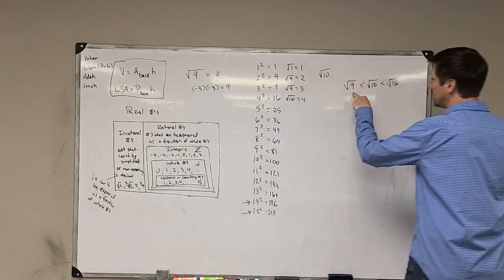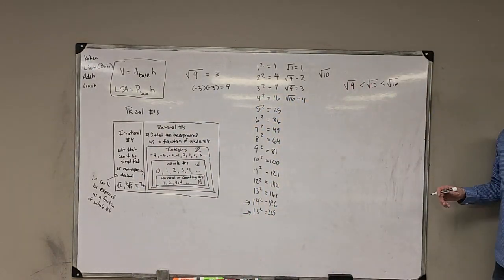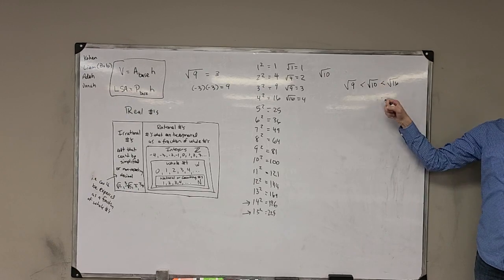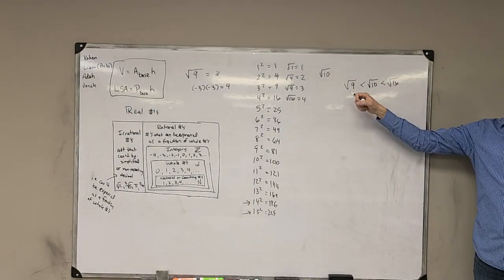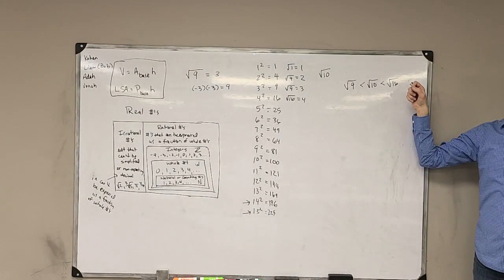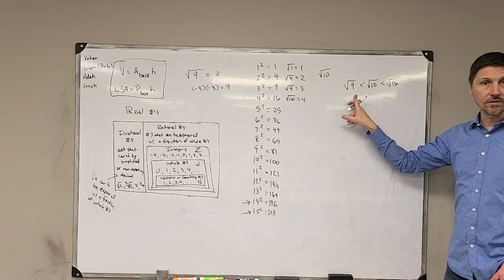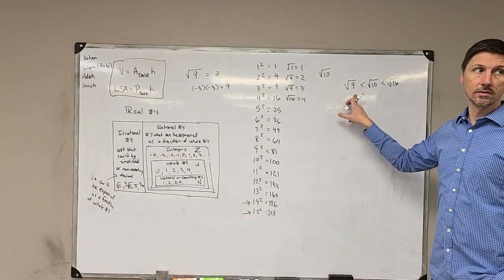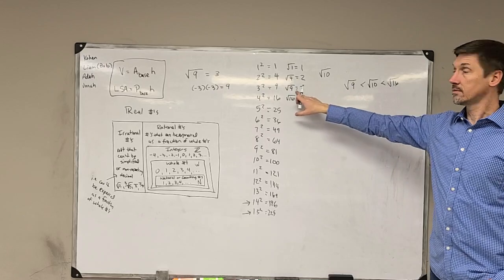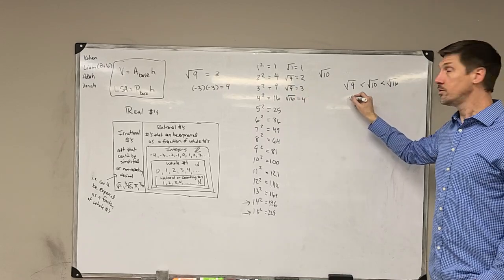Since 9 is less than 10 and 16 is greater than 10, the square root of 10 has to be somewhere between the square root of 9 and the square root of 16. You guys see that? So what is the square root of 9? 3, right? Who said that?